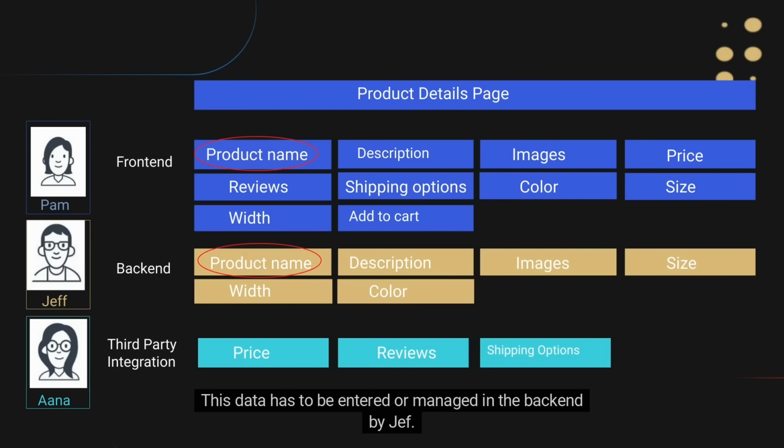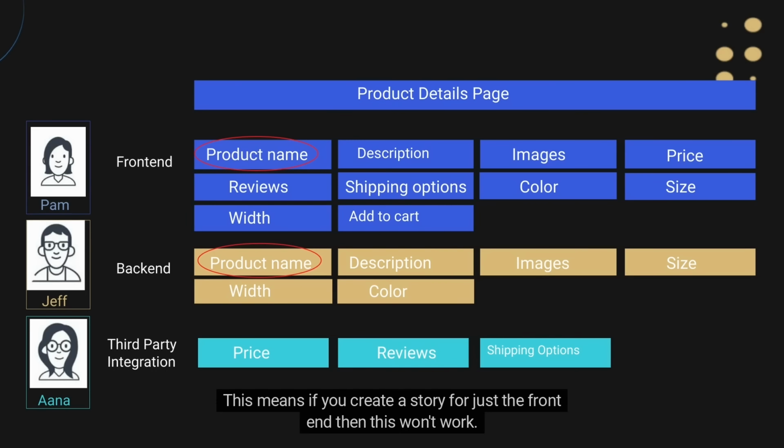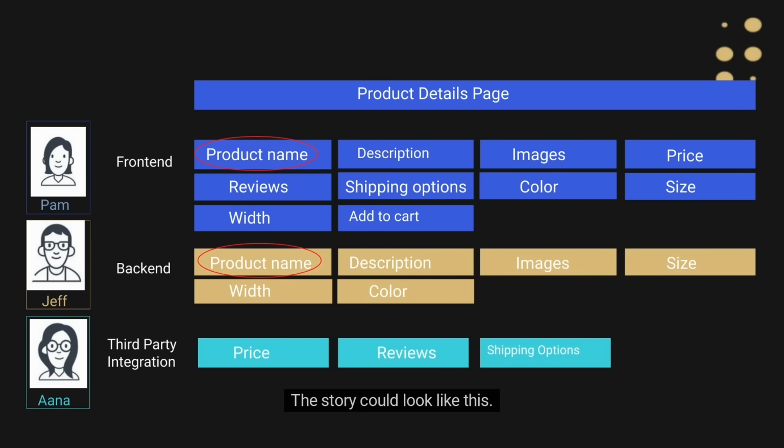This data has to be entered or managed in the backend by Jeff. This means if you create a story for just the front end, then this won't work. So your story should have both the backend and the front end mentioned in it. The story could look like this.